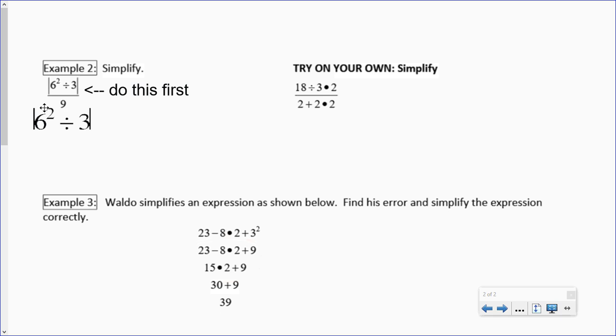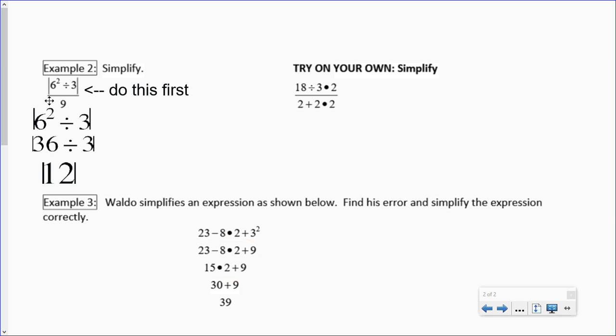So here I'm going to do the exponent first. I'm going to do 6 squared. 6 times 6 is just 36. So now it becomes the absolute value of 36 divided by 3. Now I can do the division. 36 divided by 3 gives me 12 inside the absolute value. Now that I have a single number in here, I can actually take the absolute value. I can't take an absolute value, I can't take a square root, I can't do division with a fraction bar until I have a single number. Okay, so because I have the absolute value of 12, I can go ahead and take that absolute value. The absolute value of 12 is just 12.